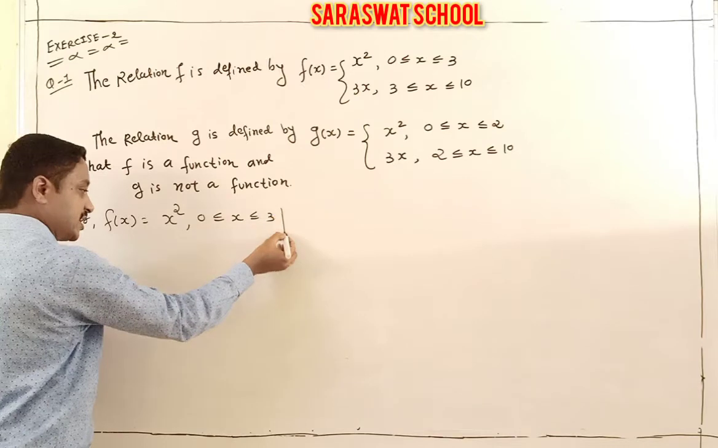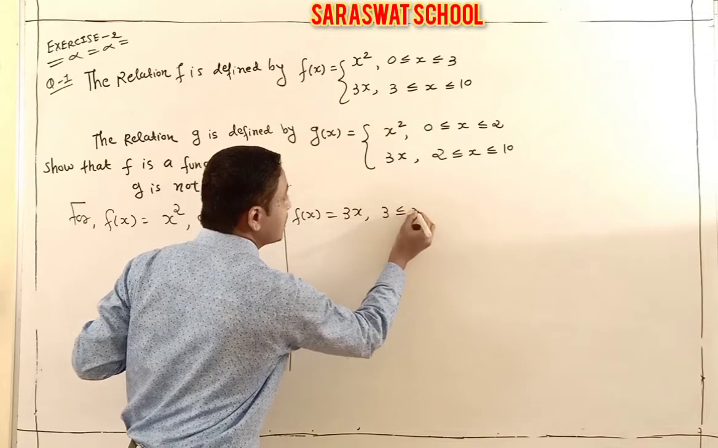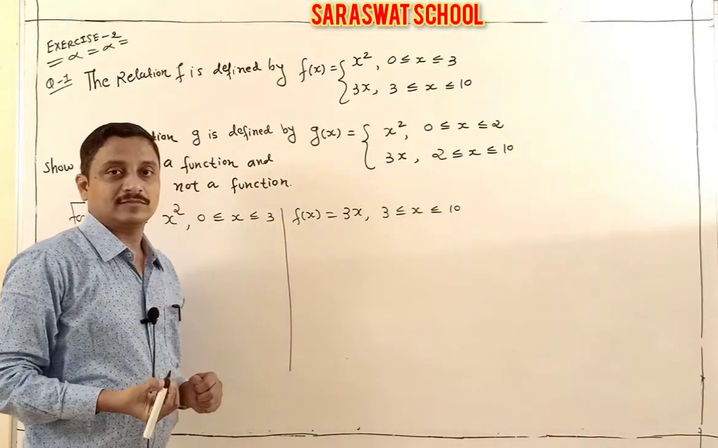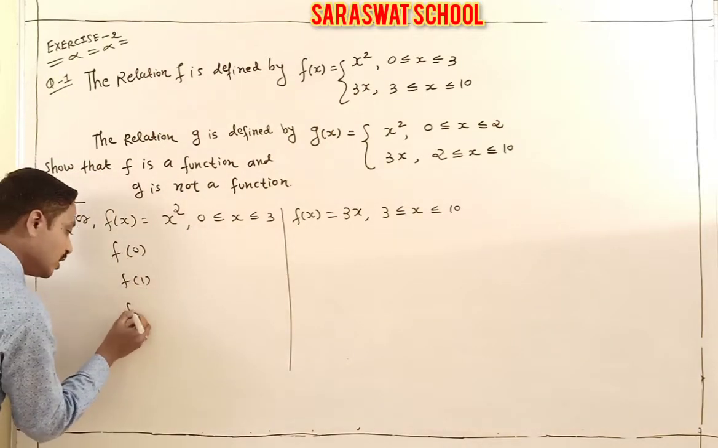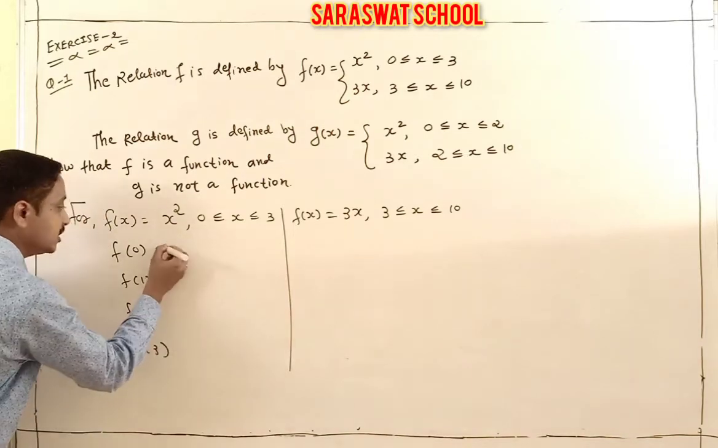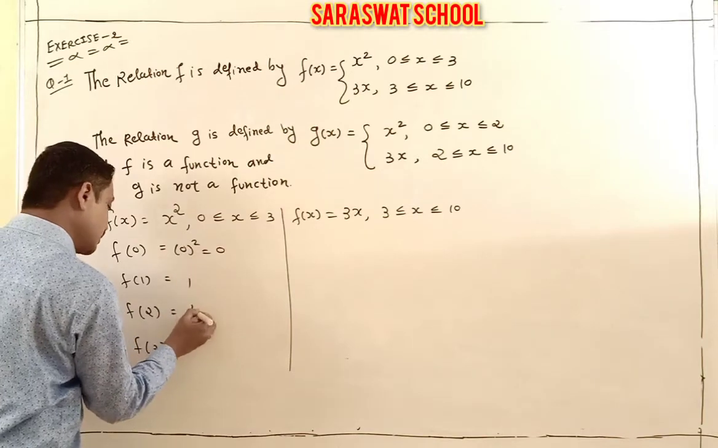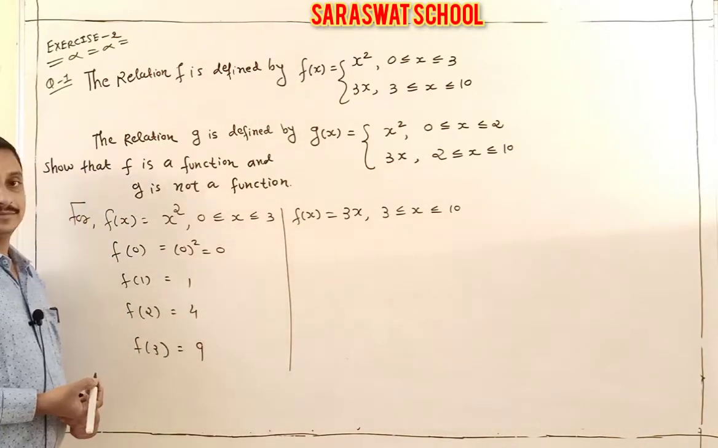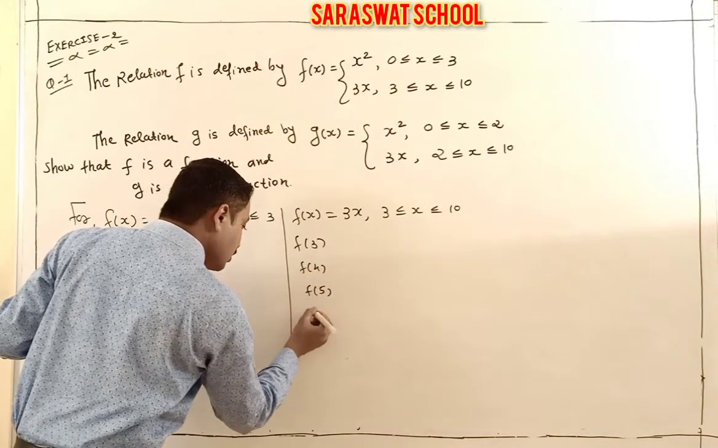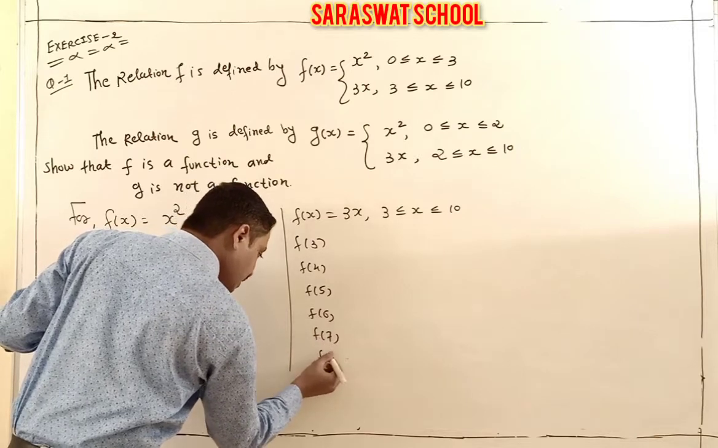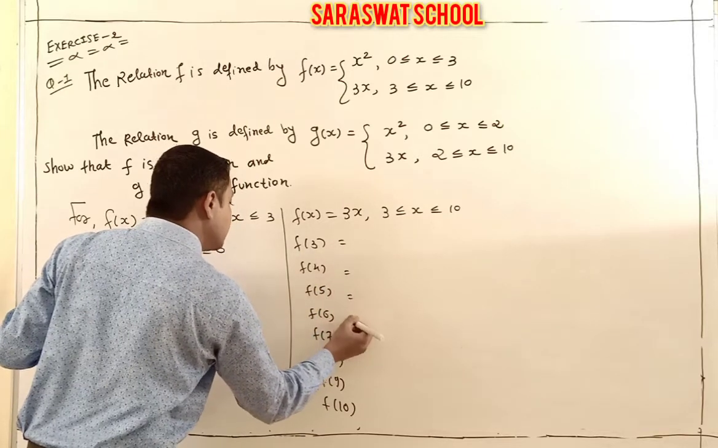And the same I check for the second: f(x) is 3x, for 3 less than x less than 10. For all values I calculate one by one. First of all, 0, 1, 2, 3. Apply that: 0 square, 1 square, 2 square, 3 square, 9. And same here, students: 3, 4, 5, 6, 7, 8, 9 and 10. All data you put down there.